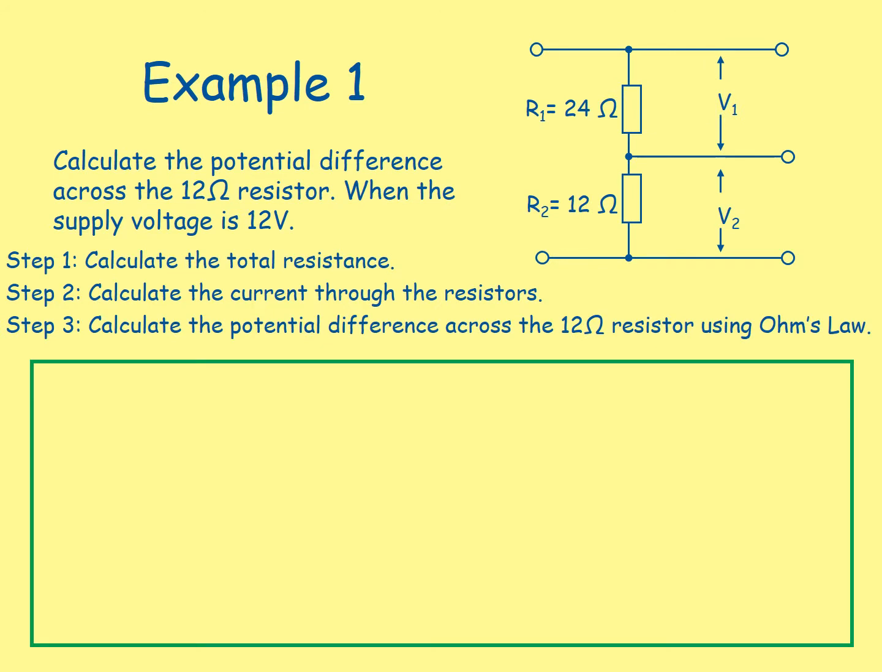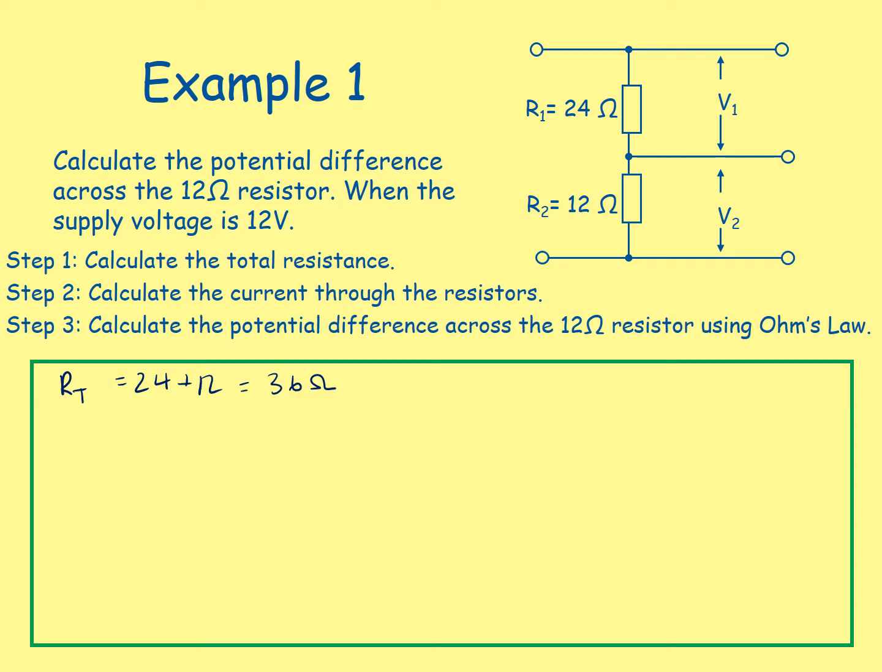Example 1. Calculate the potential difference across the 12 ohm resistor when the supply voltage is 12 volts. Step 1. Calculate the total resistance. For this, it's as simple as adding up our 24 ohms and our 12 ohms. So we have 36 ohms for our total resistance as it's in a series circuit.